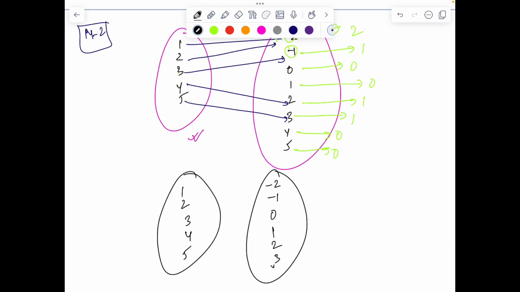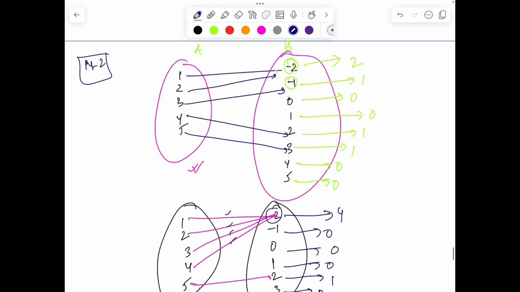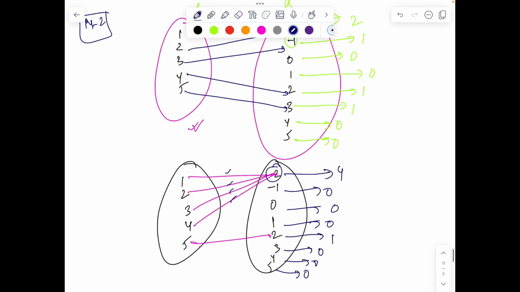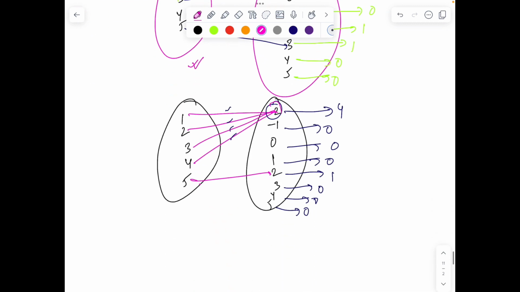So let's try to write one more sample example. -2, -1, 0, 1, 2, 3, 4, 5. Let's say this time everyone goes to -2 except 5 going to 2. So now -2 is having how many connections? 1, 2, 3, 4. -1, 0. 0 is having no connection. 1, no connection. 2 is 1 connection. 3 is no connection. 4 no connection, and 5 is no connection. So the entire idea of counting is based on the number of connections that the output set is having.